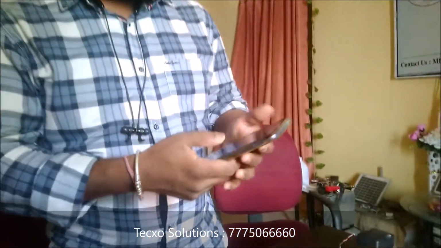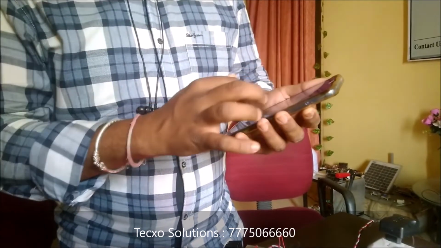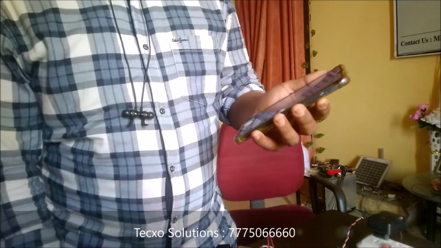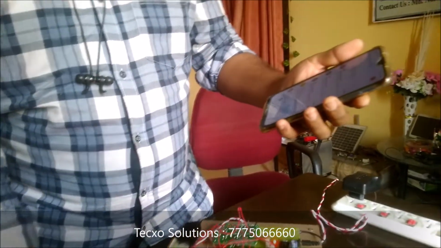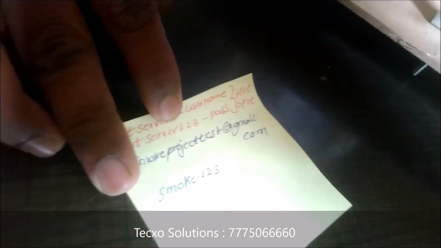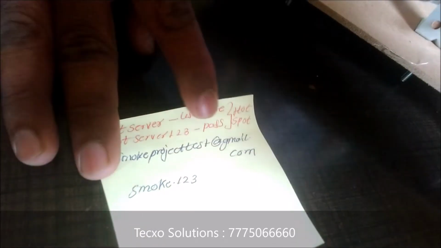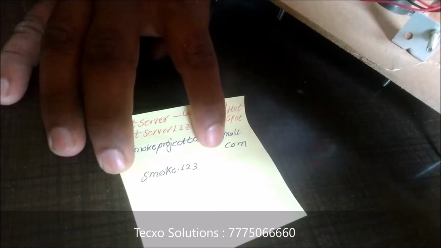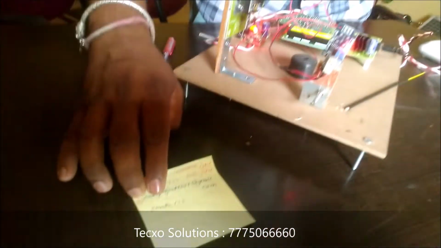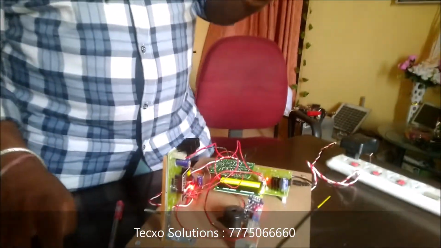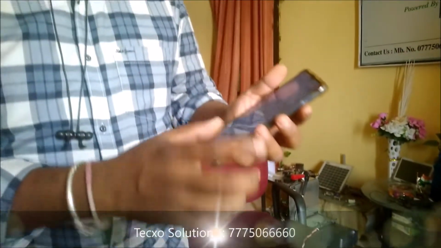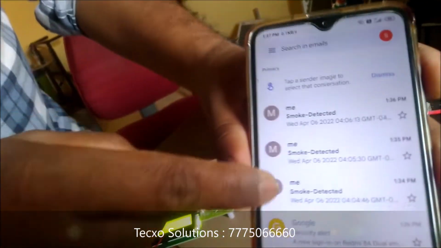Now what's your mail ID? Let's see. In Gmail, you have to create one account. Then you have to just log in to this account, that is smoke project test @gmail.com, and password is smoke.123. Okay, so this is username and password. You have to just log into this mail ID, and all the images and whatever the function happens here will be received automatically. Now I have shown the message right now.